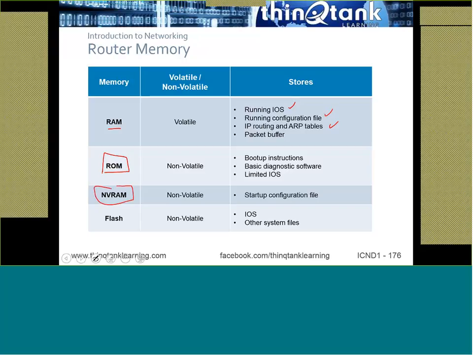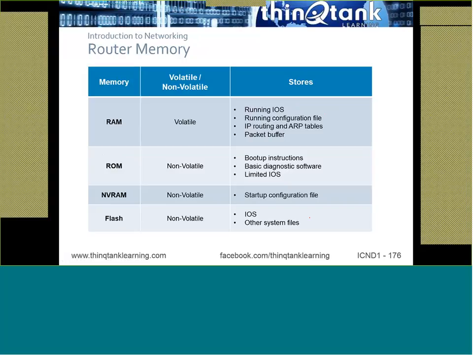NVRAM, that is a partition of flash, and the only thing that goes into the NVRAM is your startup config, your boot configuration. Flash, that's your hard drive. That's what's going to store your IOS and any other system configuration files. These are the four major memory components of a switch and a router. I know it says router on the screen, but actually it's the same thing for a switch.